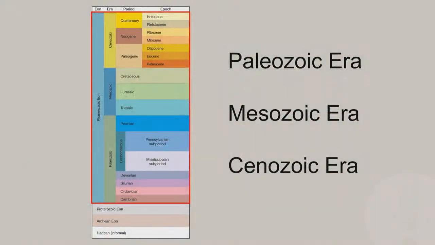So this eon is broken up into 3 eras, which you're probably more familiar with. The Paleozoic era, the Mesozoic era, which is when the dinosaurs were alive, and then the Cenozoic era, or the age of mammals that we're currently in.